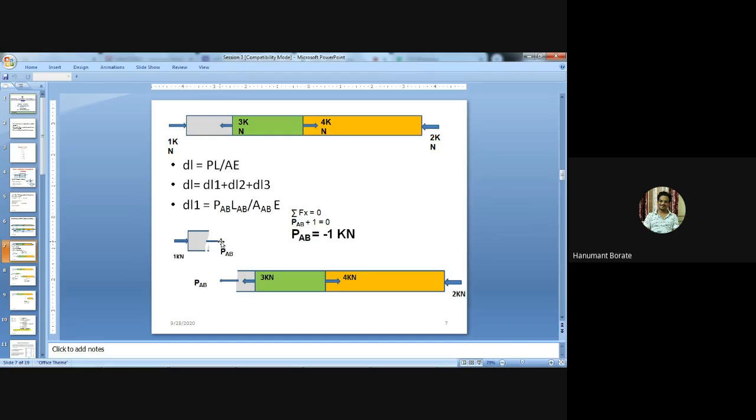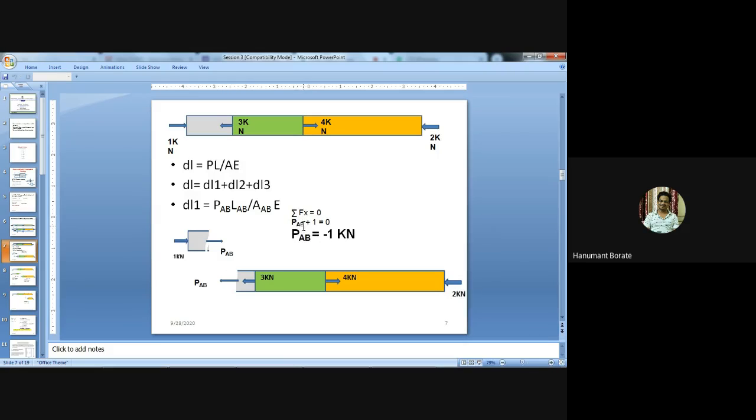So summation Fx equal to 0. Why are we applying summation Fx equal to 0? Because all these forces are acting in the x direction, and this system is in equilibrium. So we can apply the equilibrium condition if we break the system into any number of parts. If the system is in equilibrium, then all parts are also in equilibrium, right? So here we can apply summation Fx equal to 0.